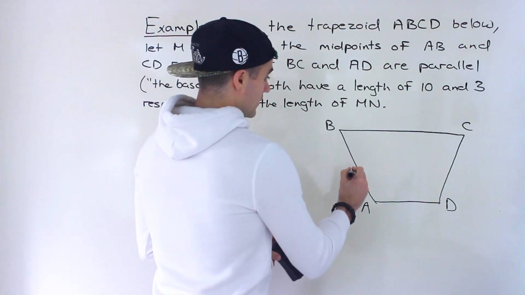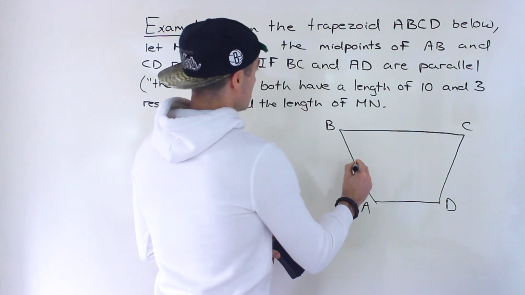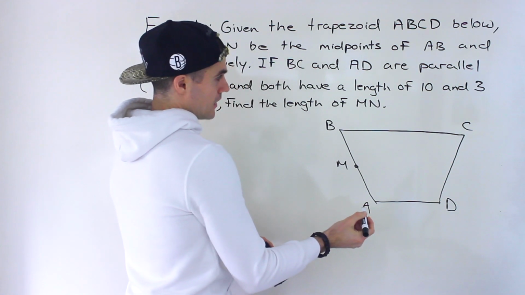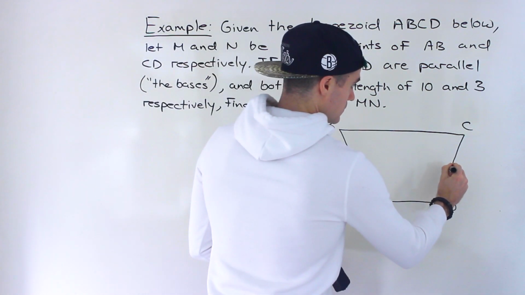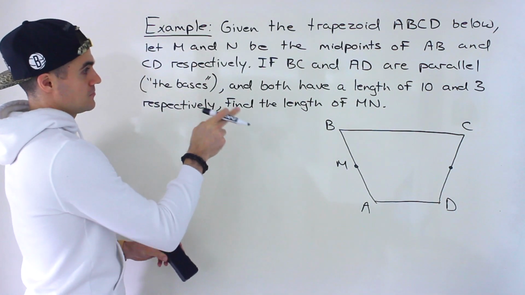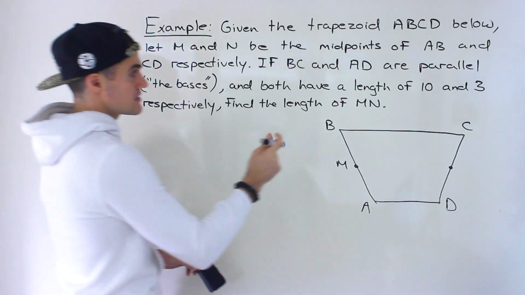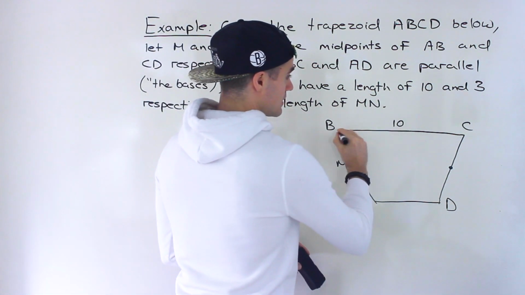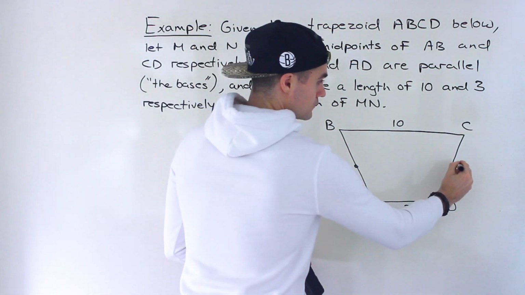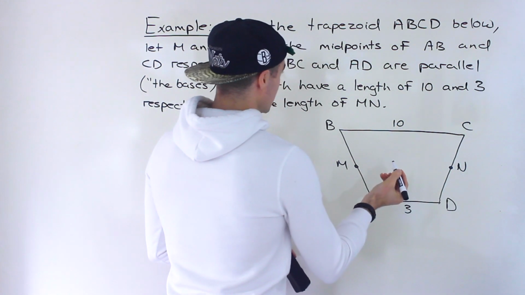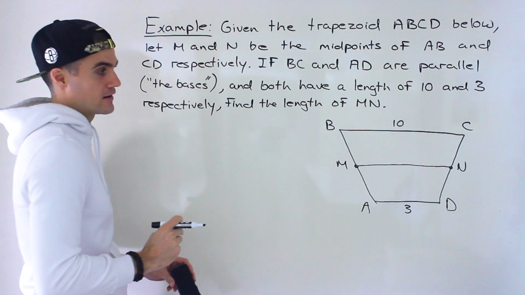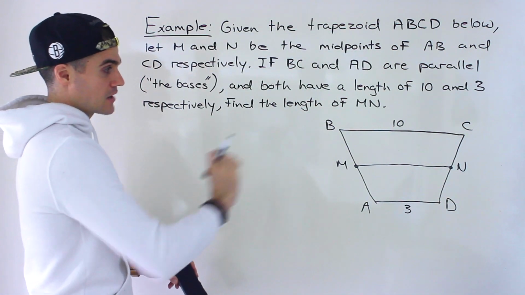So let's do some labeling here. We've got M, which is the midpoint of AB, so that's going to be over here. And then we have N, which is the midpoint of CD, which is going to be over here. And then we're also told that BC and AD, the bases, have lengths of 10 here, and 3 respectively. And what we have to do, forgot to label this, is find the length of MN. We have to find the length of that line segment right there, that mid-segment line.